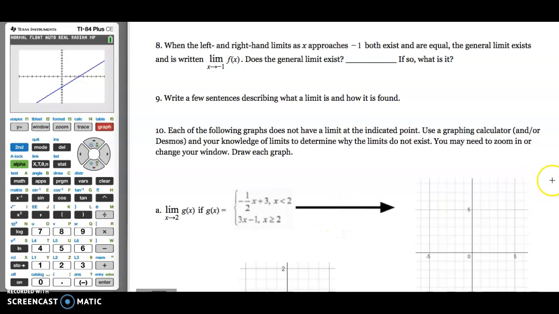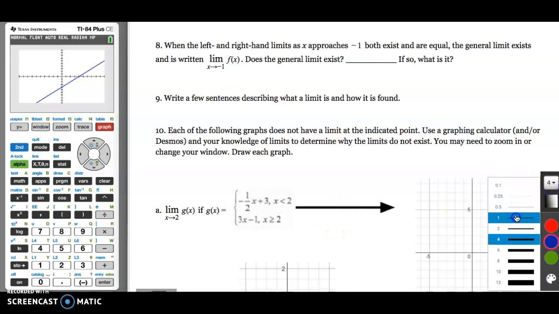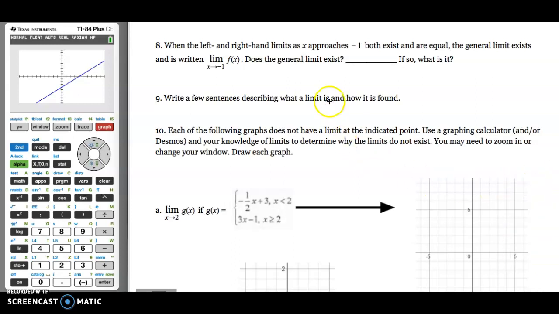When our left and right-hand limits both approach -1, both exist and are equal, then the general limit exists and is written like this. So our previous limits had little pluses and minuses up here to represent the left-hand side and the right-hand side. This one's just your general limit. And because our left-hand and right-hand limits were the same, we would say, yes, our general limit exists. And if so, what was it? To write it in proper notation, the limit of f of x as x approaches -1 is -5.